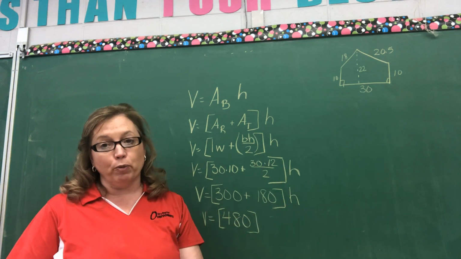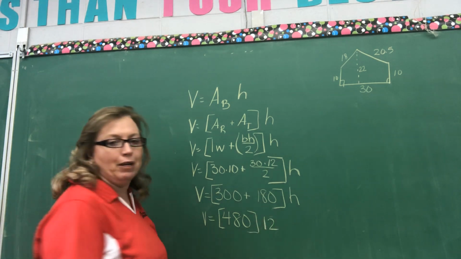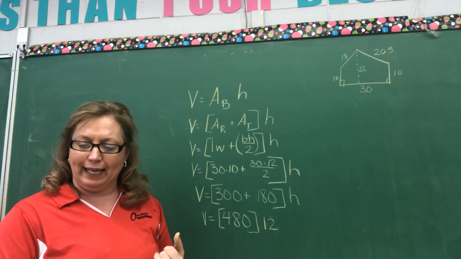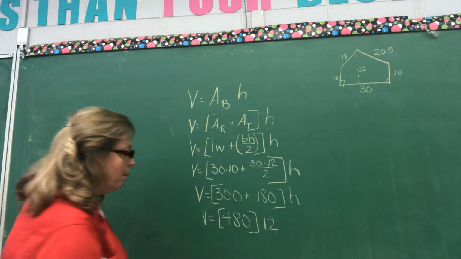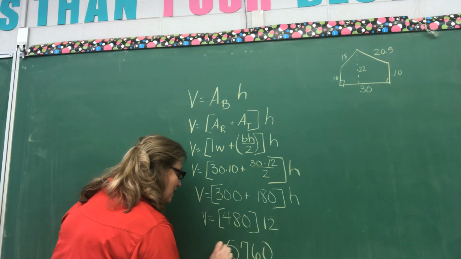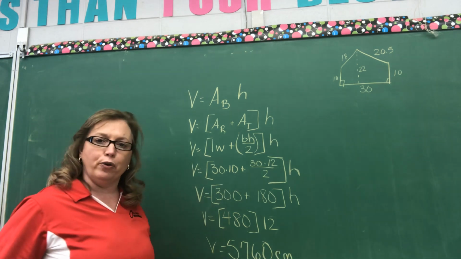If you go back to your book, you will see that the height was 12 centimeters. So what do I need to do? I need to multiply 480 times 12. My answer is 5,760. Now, this is volume.